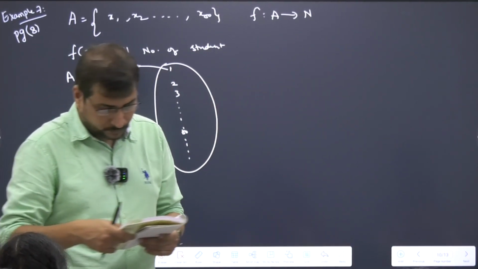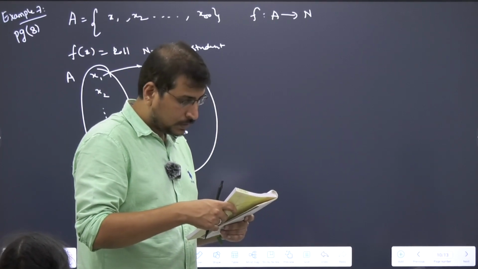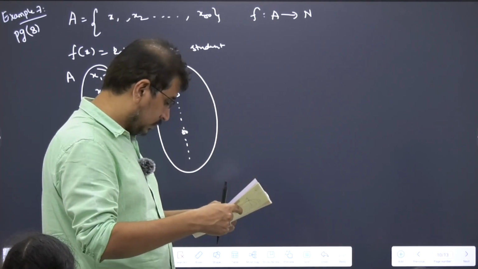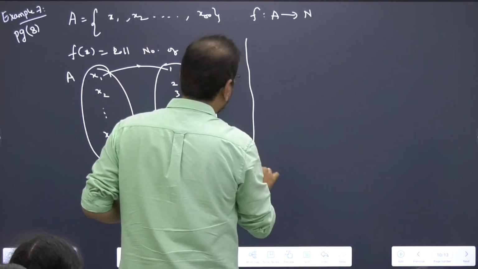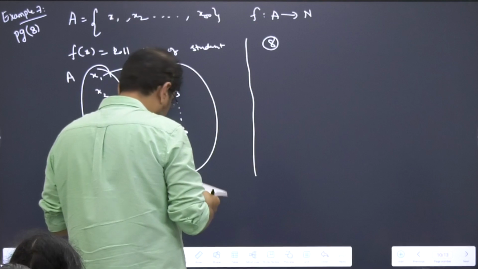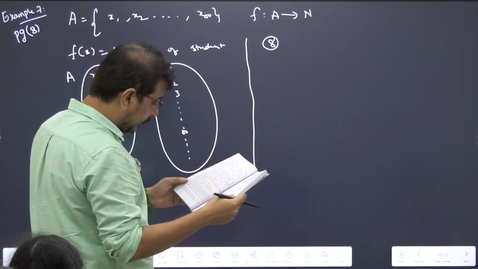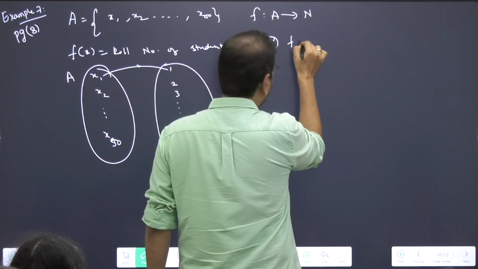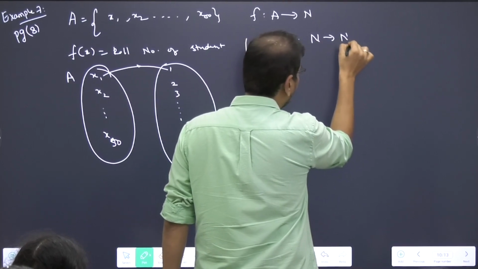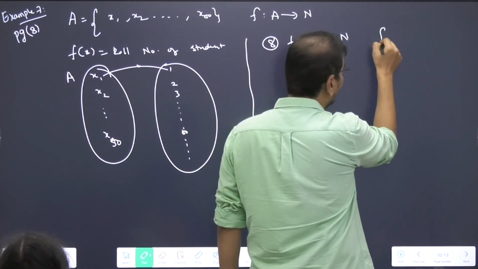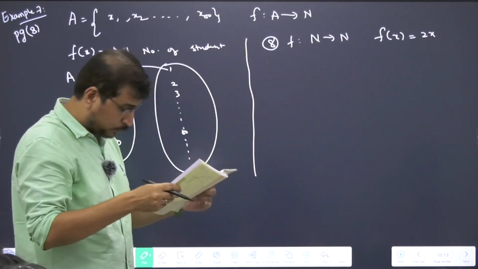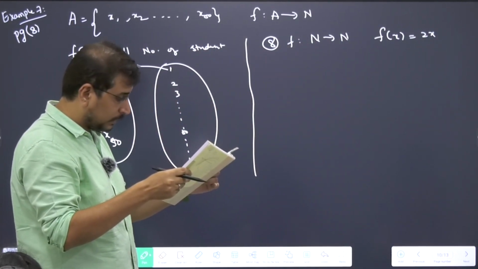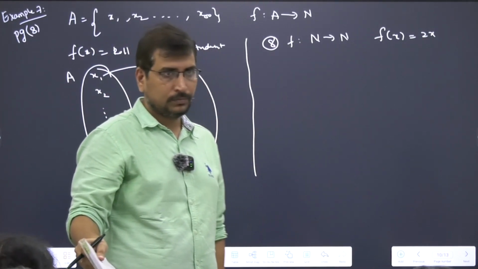Yes, sir. So look at the 8th problem. What is the 8th problem telling us? It says there is a function mapped from the natural number set to the natural number set. And what does f of x speak about? f of x is 2x. So what are we supposed to prove? Show that it's a 1-1 function but not onto. How to do this?